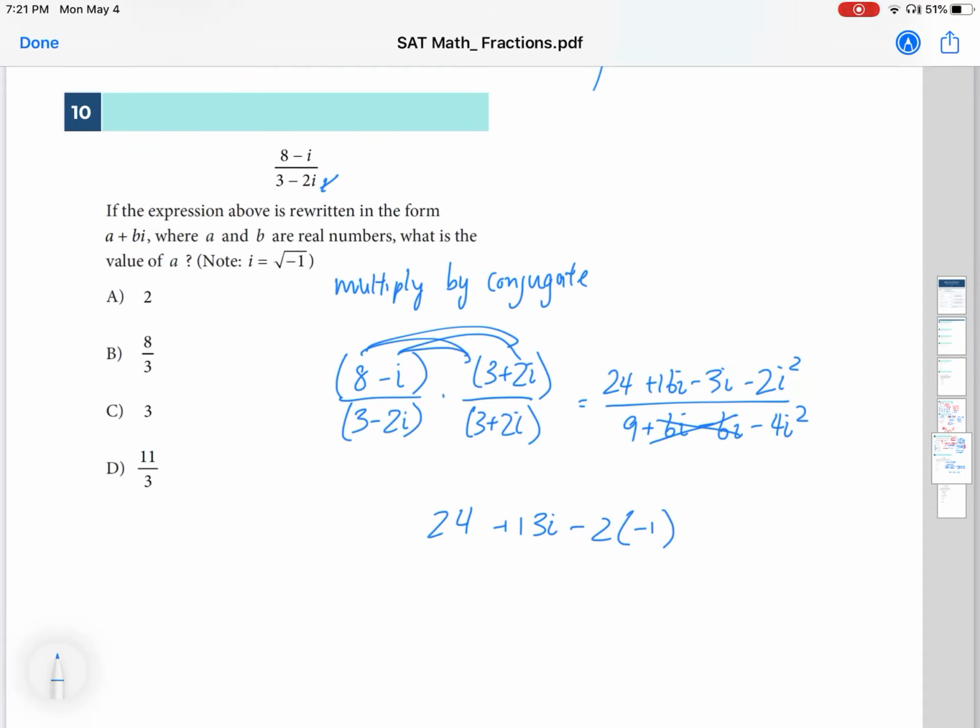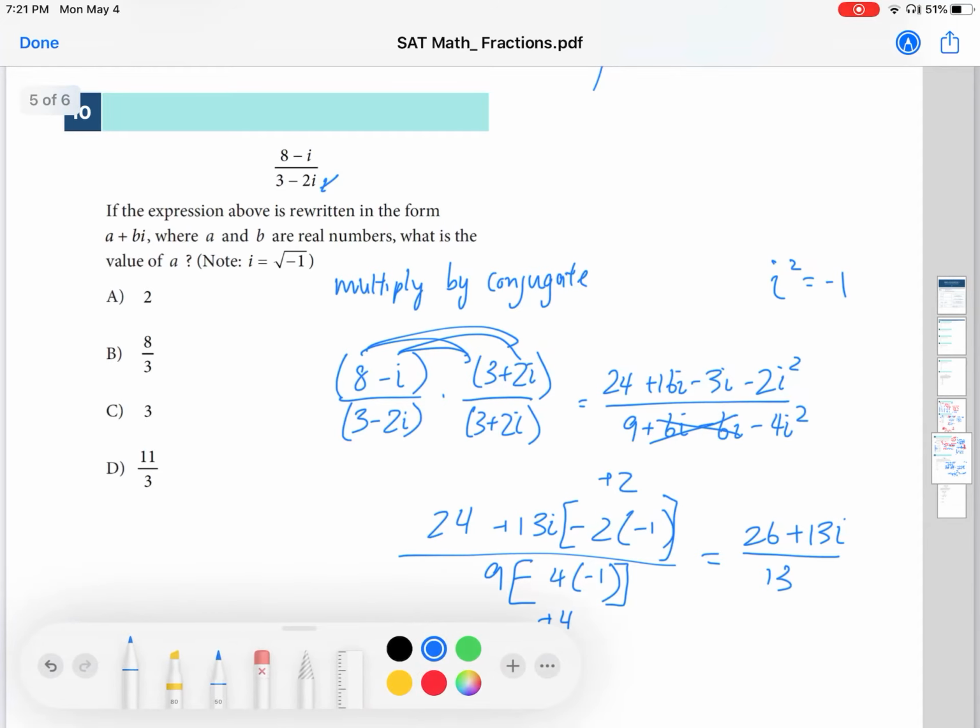So now I combine my like terms to get positive 13i, and I also replaced i squared with negative 1 in my last term. And I'll do that on the denominator too. I will do 9 minus 4 times negative 1. Negative 2 times negative 1 becomes positive 2, so I have 24 plus 2, that gives me 26. 13i stays the same, and then negative 4 times negative 1 gives me positive 4, so that's going to be 9 plus 4, which will give me 13.